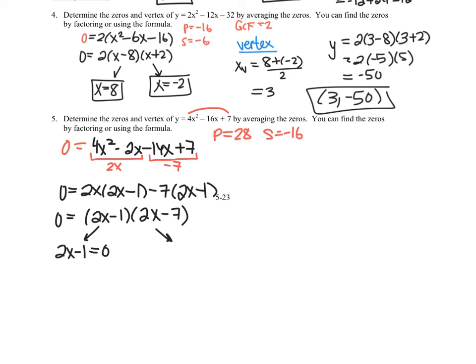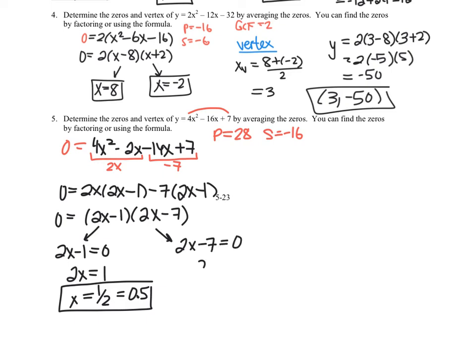2x minus 1 equals 0. I bring that -1 over, so I have 2x equals 1, and then divide out the 2 to get x equals 1/2, which we can also write as 0.5 to make life a little easier. I do the same for the next one. 2x minus 7 equals 0. I bring that 7 over, it becomes positive, and then I divide out the 2 so that x equals 7/2. And to make life easier, just because it is a nice terminating decimal, I'm going to turn it into 3.5.